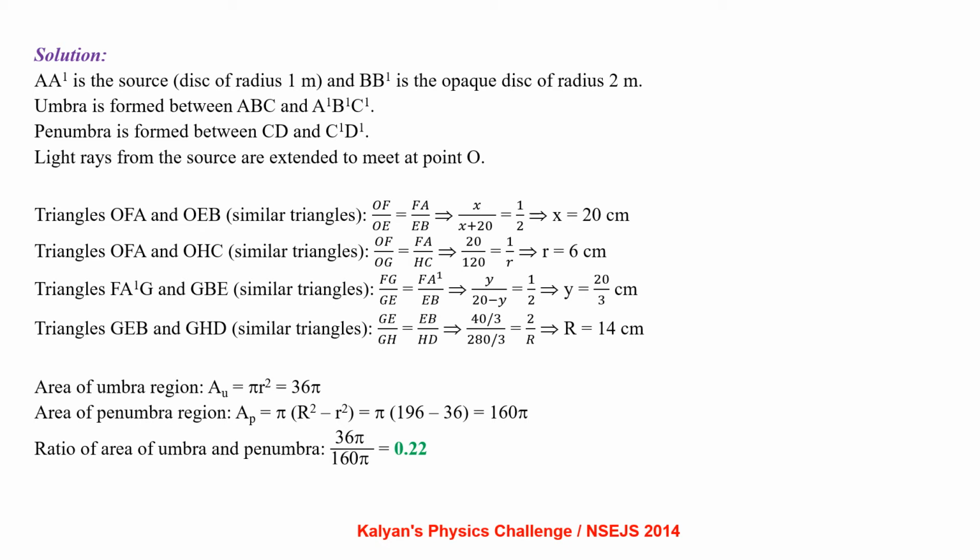Area of the umbra region is pi r squared, that is 36 pi. Area of the penumbra region is pi times R squared minus r squared, which comes out to be 160 pi. So the ratio of the area of umbra to penumbra is 0.22.